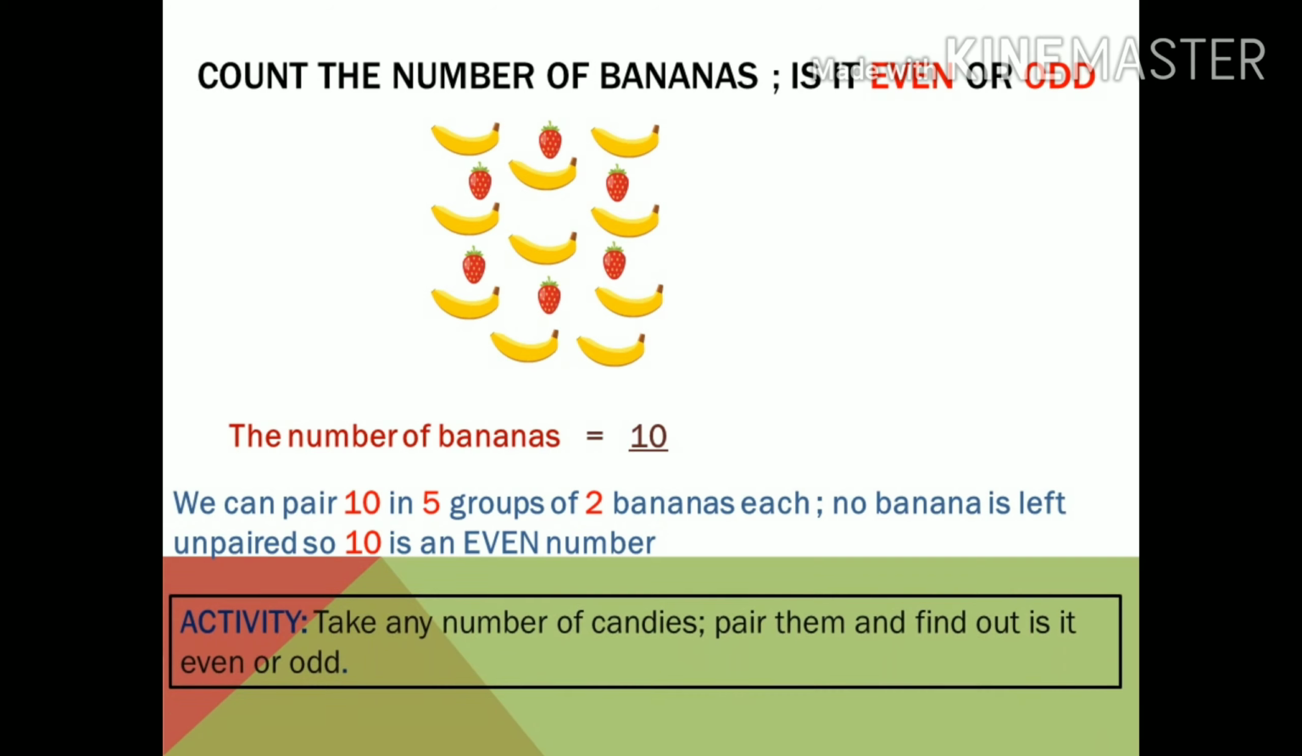Activity for you is take any number of candies, pair them and find out is it even or odd. If all the candies are paired, that means you have chosen even number of candies. If any candy is left unpaired, that means you have chosen an odd number of candies.